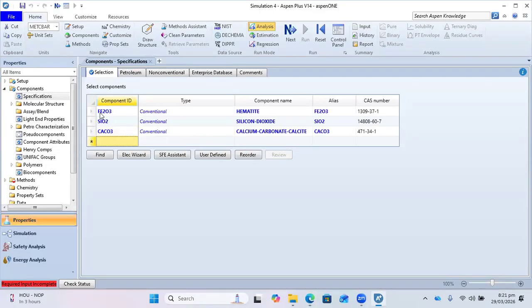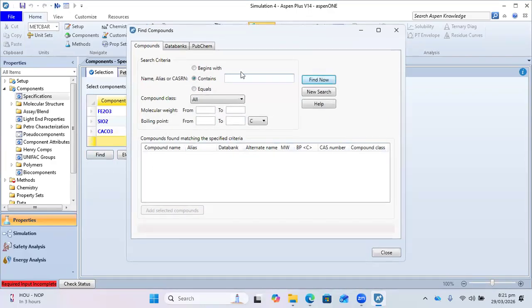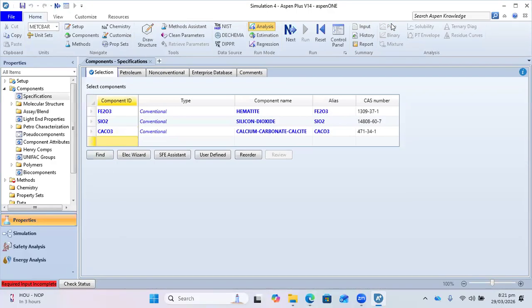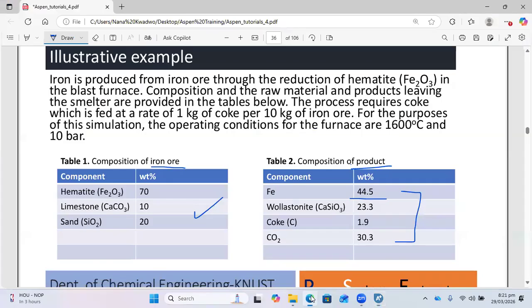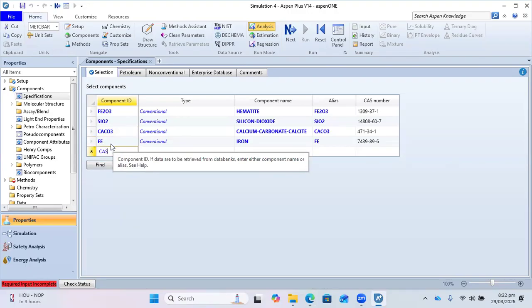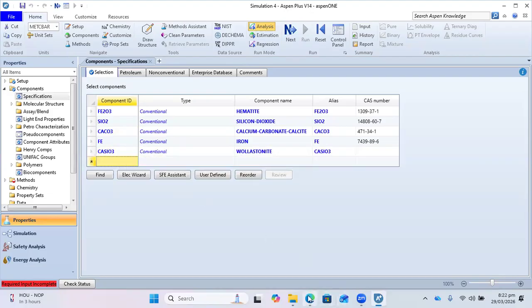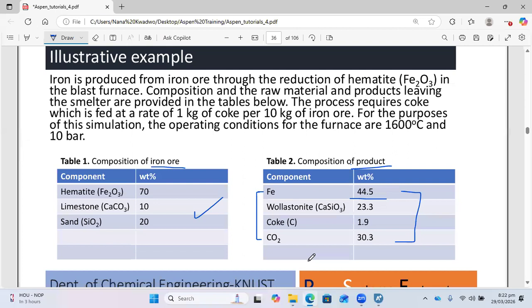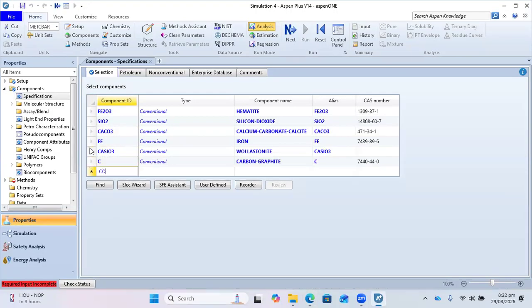So remember, for certain materials or compounds, you can just type maybe their name or their chemical formula here, and Aspen would identify them. For others, you need to use the find feature, right? But once it's something Aspen can easily find, you just type it in and you should be good to go. It saves a lot of time. So we also need to include iron, wollastonite, coke, and CO2. So Fe, CaSiO3, coke and carbon dioxide, so C and CO2.